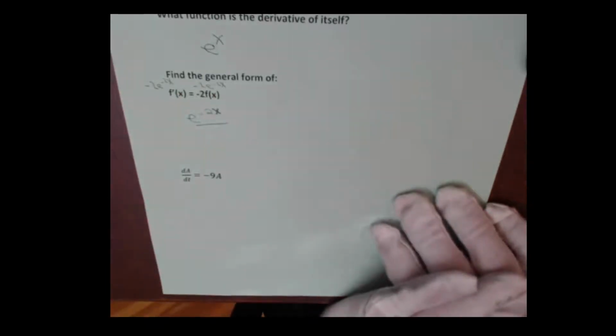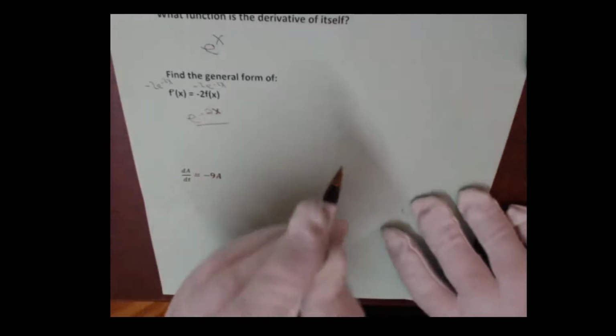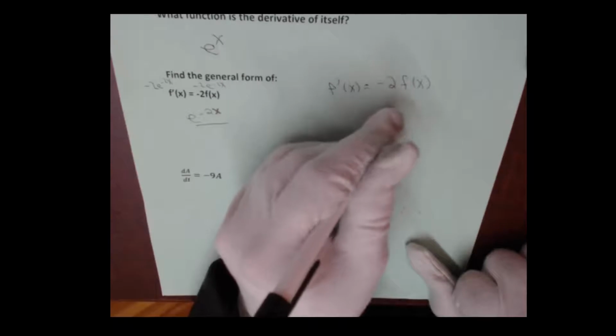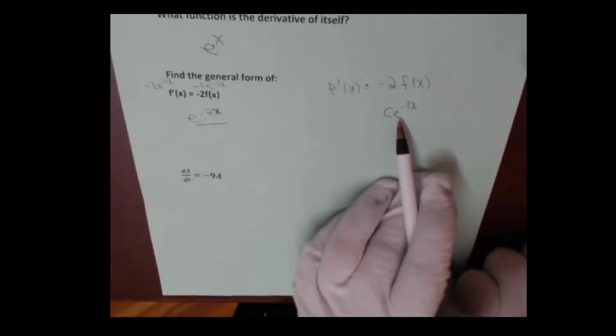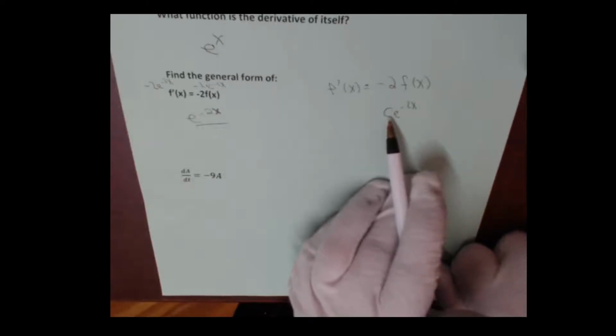It actually turns out that we can do one step better than e to the negative 2x. The best thing we could do, I'm going to write our equation again. It turns out that the best we can do is c e to the negative 2x. This is called a family of solutions or a general solution. It turns out that it doesn't matter what number we put in front of e to the negative 2x, it will still work. Let's see why.